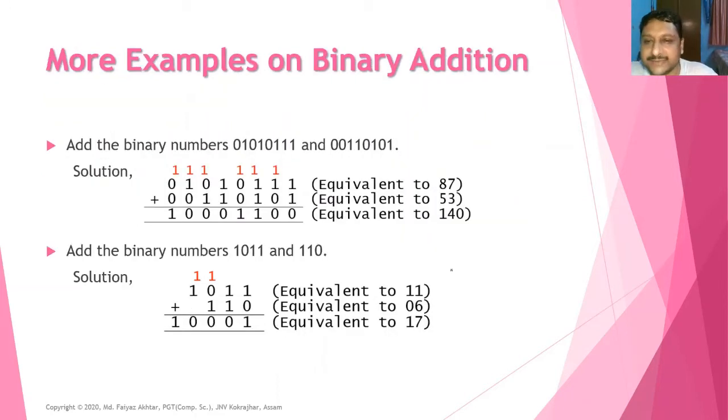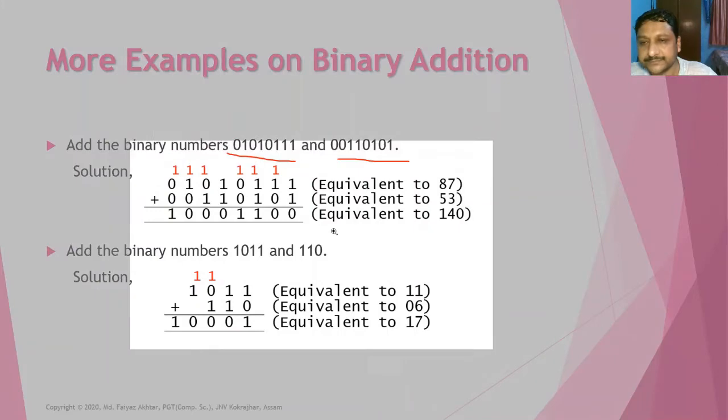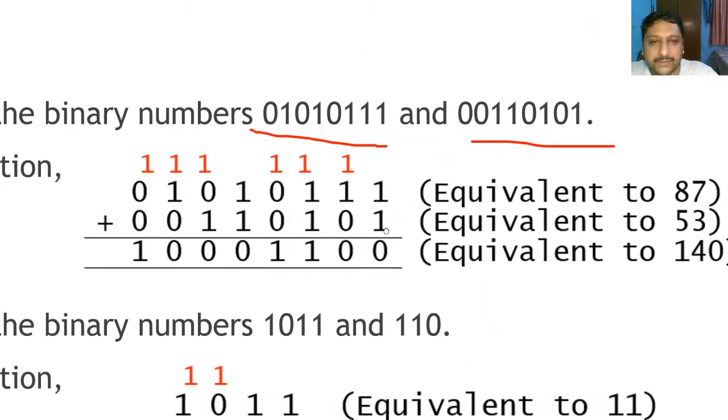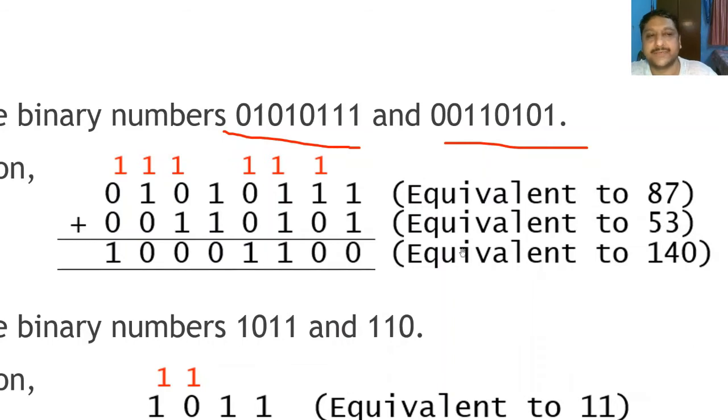Okay, see another example here. We are going to add 01010111 to 00110101. These two numbers we are going to add. See here, now the equivalents are given in decimal numbers. 1 plus 1 will become 10, 0 is written here, 1 is carried forward. 1 plus 1 becomes 10, 0 is written here, 1 is carried forward. Then 1 plus 1 plus 1 comes here, then it will become 11, 1 is written here, 1 is carried forward. There are no other values, so 1 is written directly here. And here 1 plus 1 is 10, 0 is written, 1 is carried forward. Again 1 plus 1 is 10, 0 is written here, 1 is carried forward.